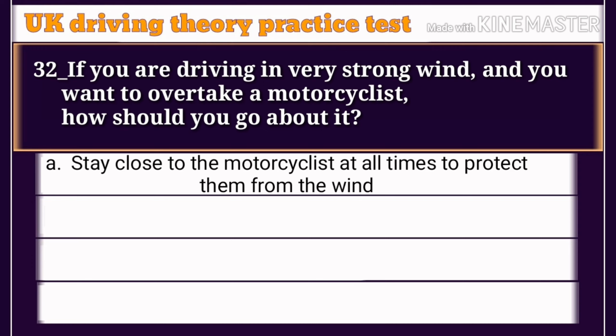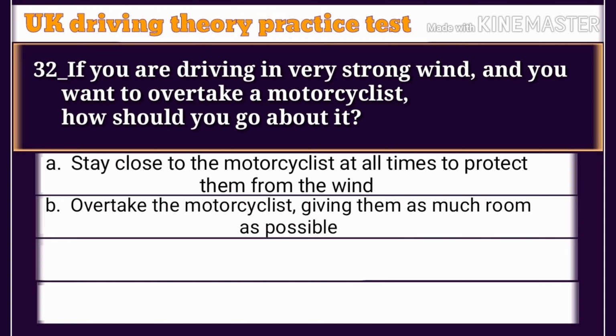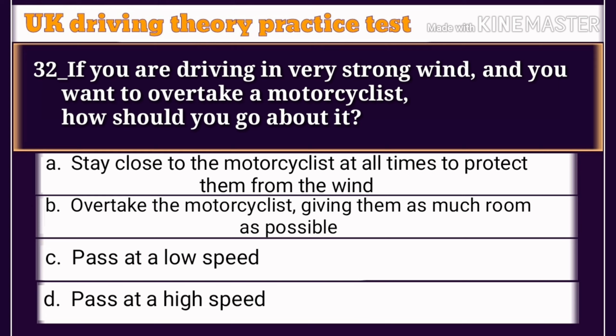Question 32. If you are driving in very strong wind and you want to overtake a motorcyclist, how should you go about it? A. Stay close to the motorcyclist at all times to protect them from the wind. B. Overtake the motorcyclist, giving them as much room as possible. C. Pass at a low speed. D. Pass at a high speed. The correct answer is B. Overtake the motorcyclist, giving them as much room as possible.